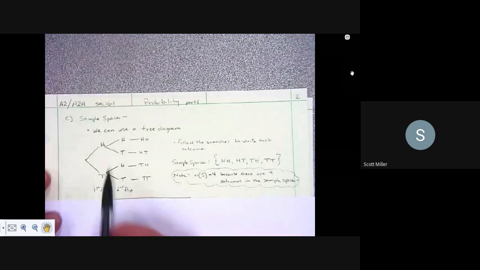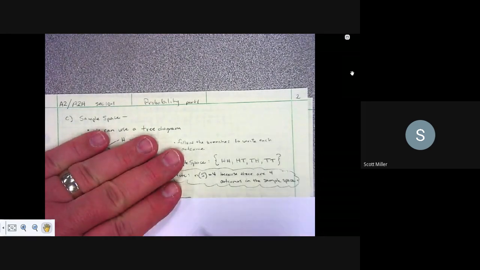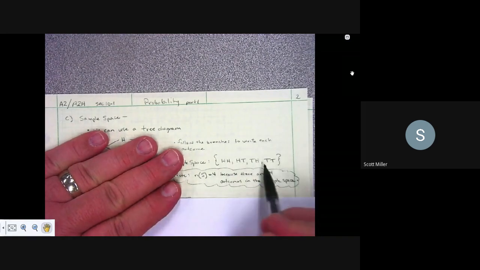2 things can happen in the first flip, and don't look at all these things. But in the first flip, I either get a heads or a tails. That's 2 things. In the second flip, I either get a heads or tails. That's 2 things. 2 times 2 is 4. That's why there are 4 items in the sample space. So that is what is going on here.